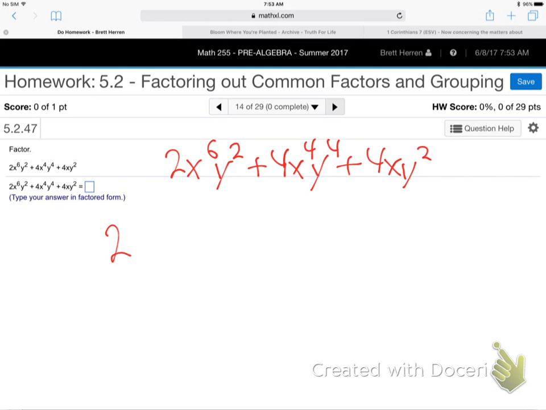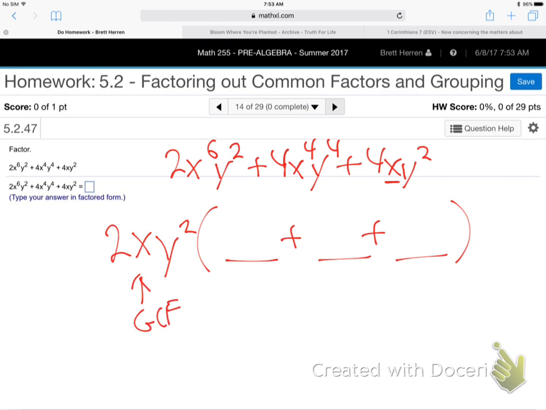And then what's the lowest power on x? Just regular x. This one right here, just regular x, huh? What's the lowest power on y? Y squared. So there we go. Big old parenthesis, 3 things on the inside, like that. That's the GCF on the front, right? That's the greatest amount they have in common.